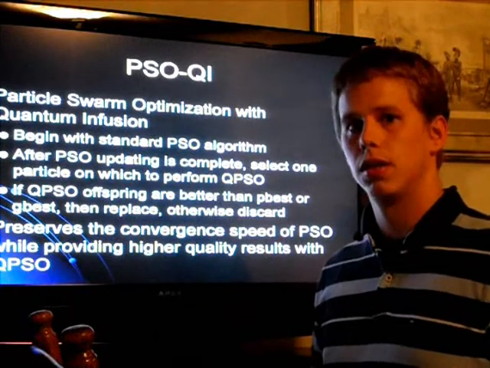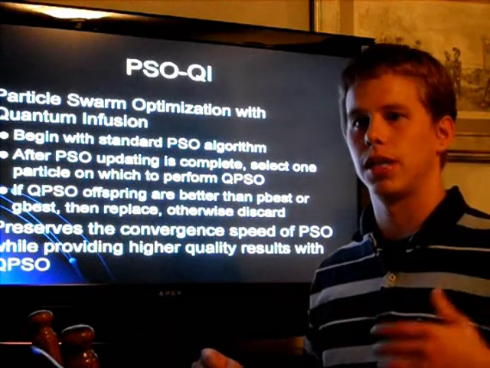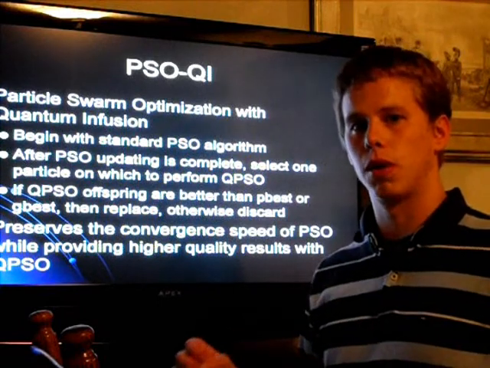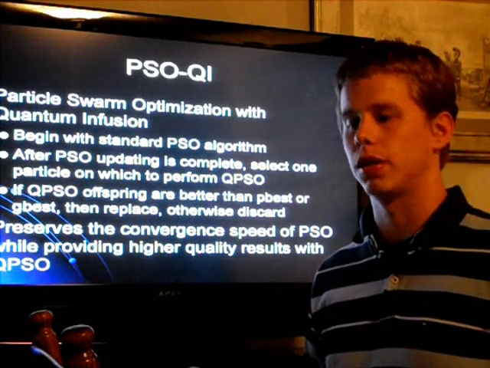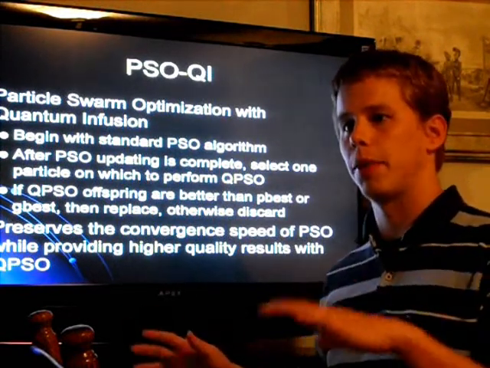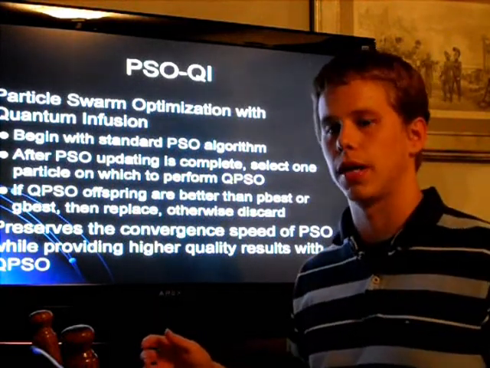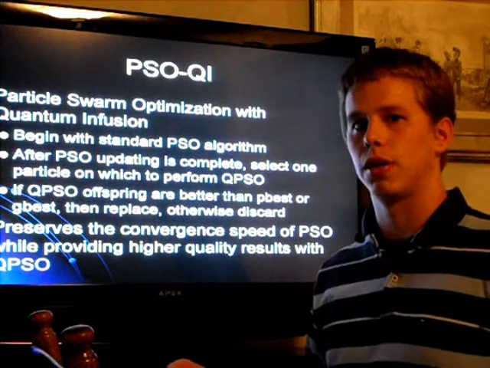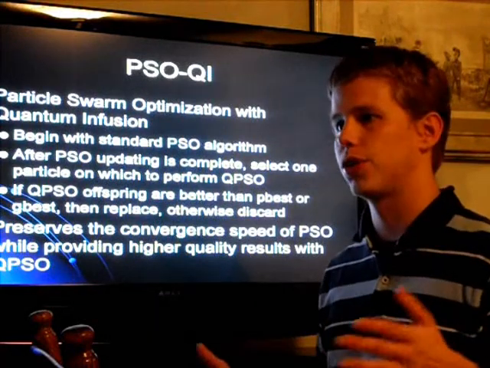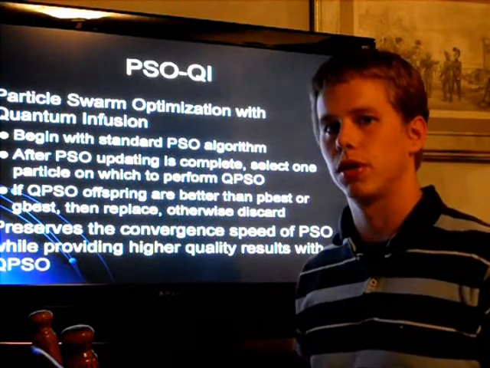So what we do is we start with the standard PSO, we run through all the position and velocity updates and all the update equations for the PSO, and then after that's all done, we select one particle to perform QPSO on. This way, we create offspring with the QPSO, and we compare that to the P best and G best of that particle and the G best of the overall algorithm. And if the QPSO generated offspring is better, then we replace it. Otherwise, we just discard it. So this kind of preserves the convergence speed of the PSO while also improving the results using the QPSO.